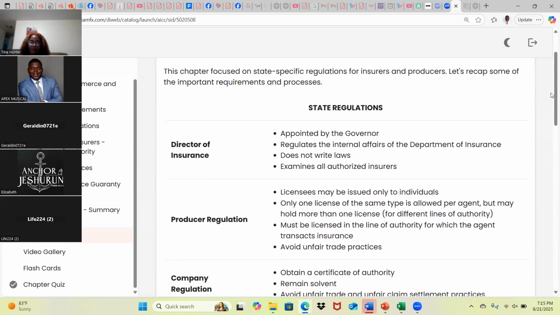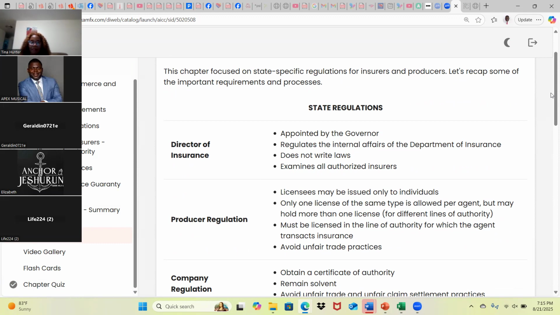State regulations. For some states, the Commissioner of Insurance is appointed by the governor, while for other states, that commissioner is elected. I think you should pay attention to your state regulations to know if that commissioner is elected or if it's appointed. Most states, they are appointed. And for most states, they are appointed for the same term as the duration of time that the governor serves. So if the governor is a 2-year term, they are appointed for 2 years.